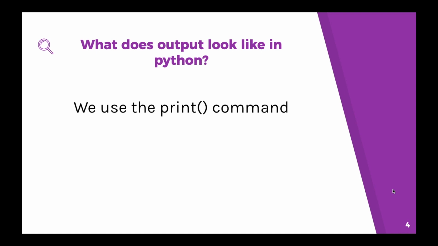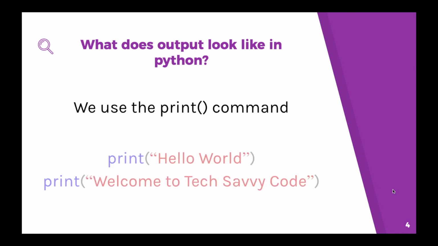What does output look like in Python? So we use this thing called the print command. If you notice, print has the word print in lowercase letters, and then we have these parentheses. That command is also called a function. So you'll hear me say command and function interchangeably, but it's the same thing.